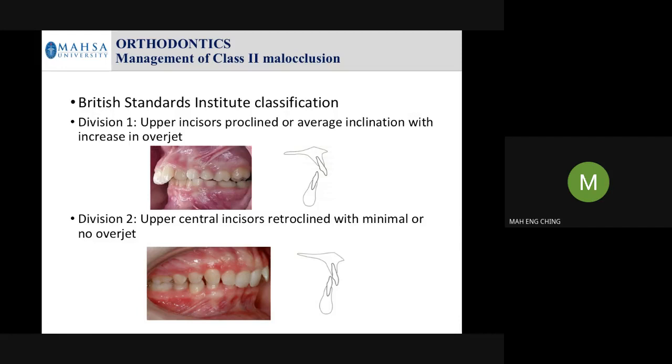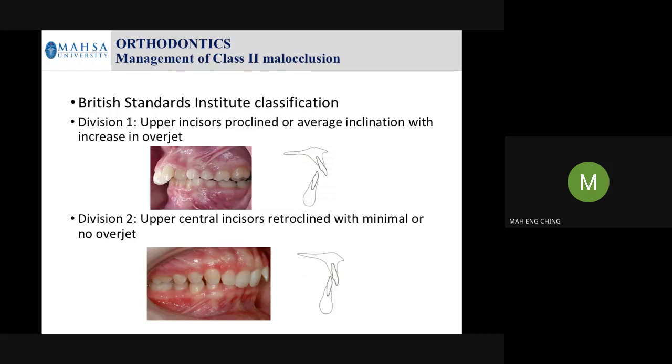So the British Standard Institute classification, like I said before, is based only on the incisor. Division 1 means the upper incisor is proclined or of average inclination, with an increased overjet. This is a classic example: the lower lip is trapped behind the upper incisors, which means the lips are incompetent.